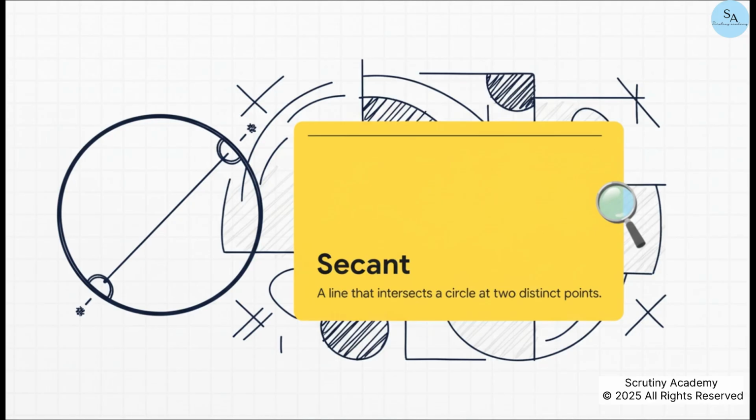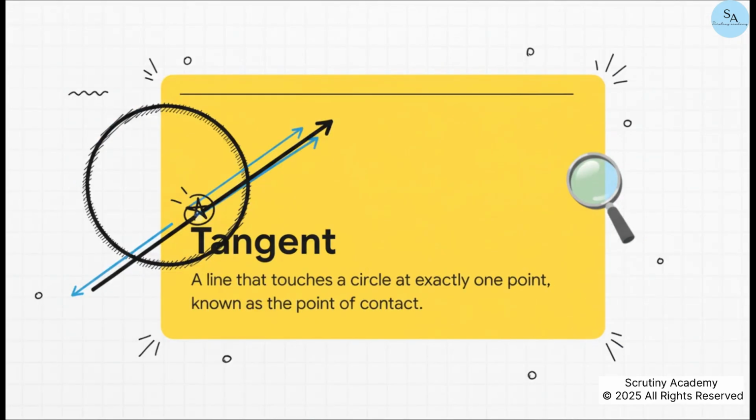Simple as that. And now for the main event. The tangent. Now, a tangent is totally different. It doesn't cut through the circle at all. It just gently touches it. It grazes the circle at one, and only one, single point. And we've got a special name for that spot, the point of contact. It's like a line that gives the circle a quick high five and just keeps on going.